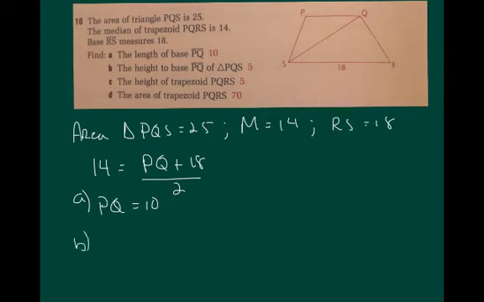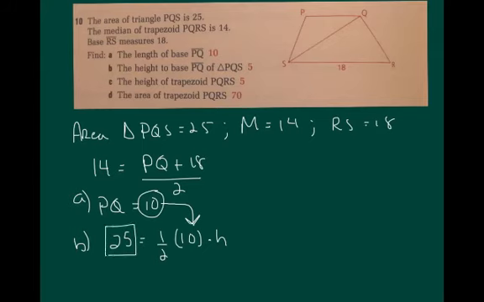In part B, they want the height to the base PQ of triangle PQS. So I'm going to take the 10 that I just found in part A and use that as my base PQ. And then I know that the area from the givens is 25. So the area equals 1/2 my base times the height. Solving for h has to equal 5. Okay, in part C, they want the height of the trapezoid. Well, that's the same as B. If the height of the triangle is 5, then the height of the trap also equals 5.